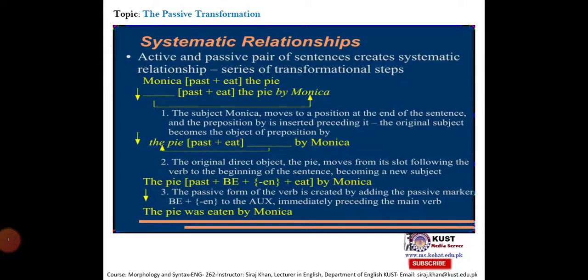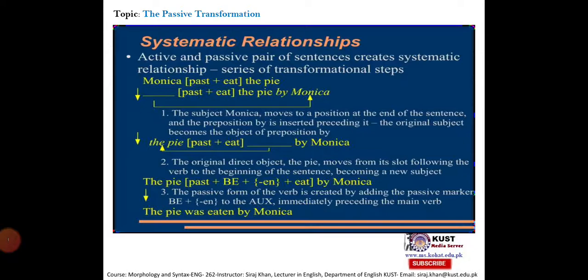The pie ate by Monica. The original direct object, the pie, moves from its slot following the verb to the beginning of the sentence, becoming a new subject. The pie, past plus be plus n plus eat by Monica. The passive form of the verb is created by adding the passive marker be plus n to the auxiliary immediately preceding the main verb, like the pie was eaten by Monica.